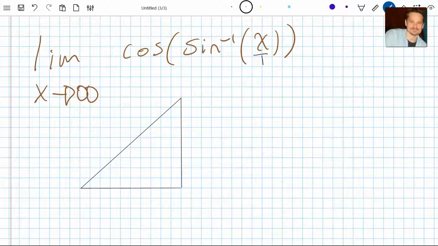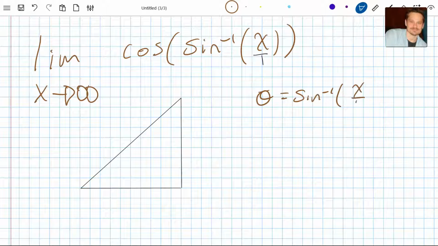Since it's a sine inverse of x over 1, the sine inverse function is the one that gives the angle. So in other words, the angle, we'll call this theta, is equal to sine inverse of x over 1. That means if the angle is here, then this has to be x and this has to be 1, which means by the Pythagorean theorem that the horizontal leg has to be the square root of 1 minus x squared.